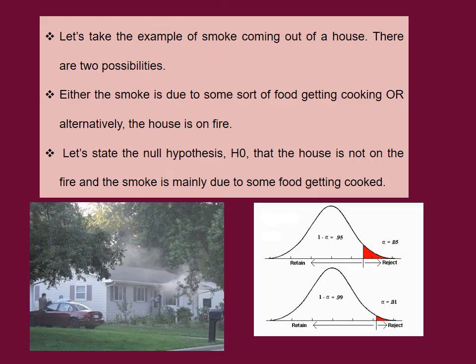Let's take the example of smoke coming out of a house. There are two possibilities. Either the smoke is due to some food being cooked, or alternatively the house is on fire. Let's state the null hypothesis, H naught: the house is not on fire, and the smoke is coming due to food being cooked. Now the null hypothesis we said is that the house is not on fire, but there is food cooking inside the house. That is the null hypothesis.